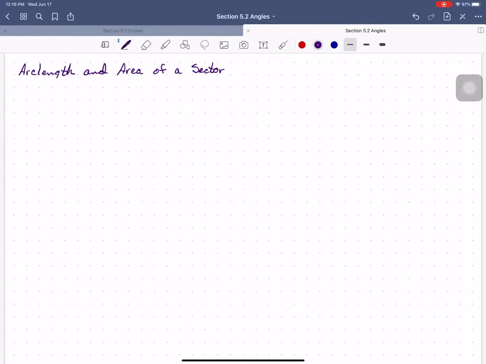Welcome back. We're going to wrap up this section with a conversation about how to find some information about a sector. So, a sector is a portion of a circle.